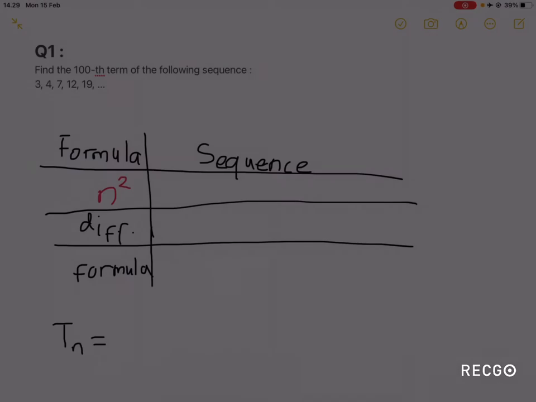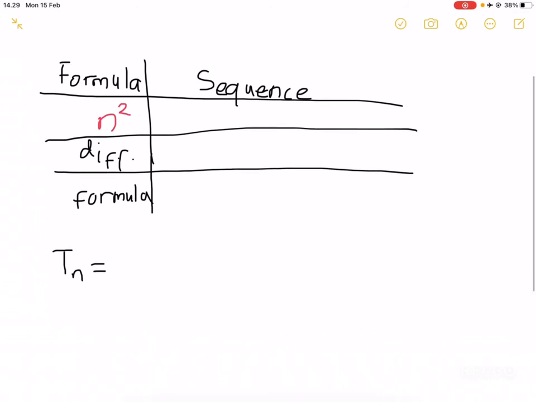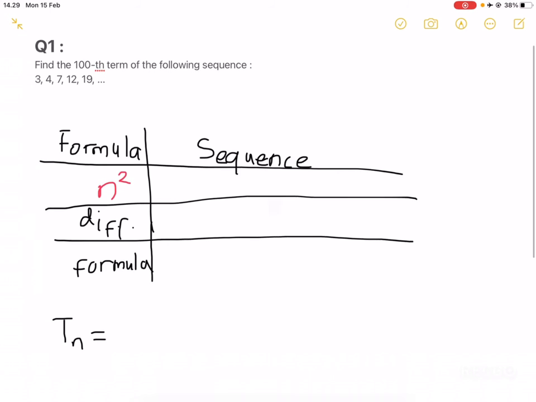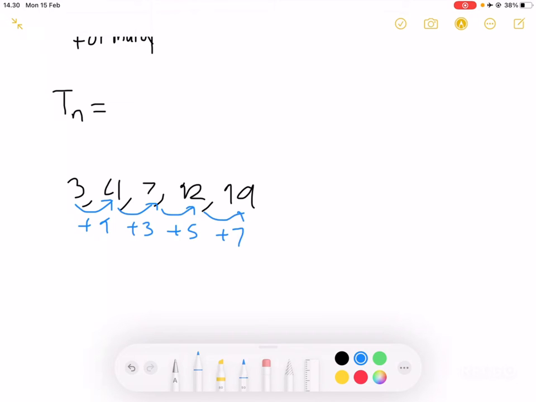So let's jump into some examples. For the first question, you need to find the 100th term of the following sequence. So we have 3, 4, 7, 12, 19. First we can find the second difference of this sequence. Notice if you check the differences, you get positive 1, positive 3, positive 5, and positive 7, and so on. Taking the second difference, you get plus 2.